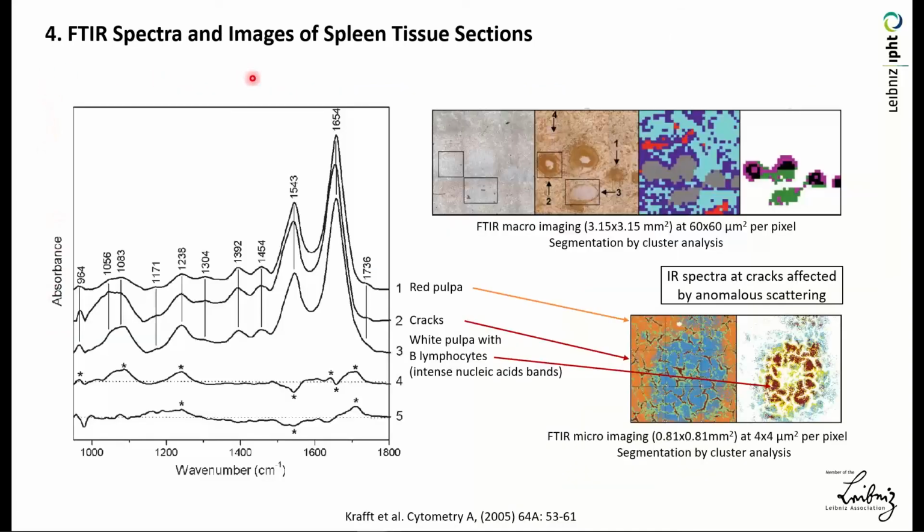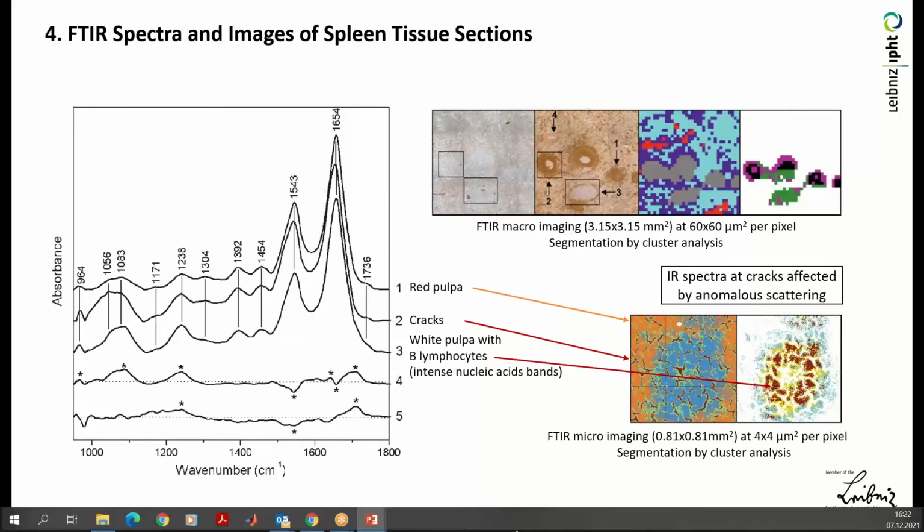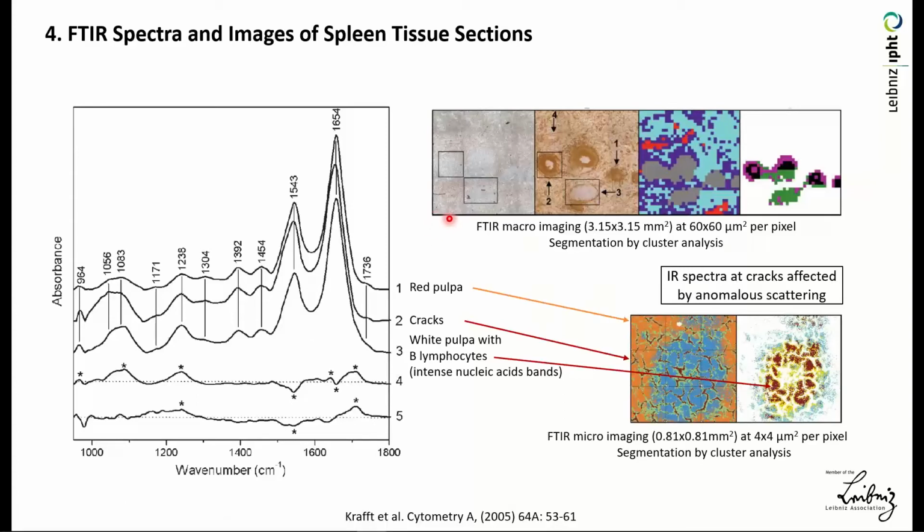Yeah, the last example is infrared imaging spectroscopy of spleen tissue sections. So this was one of my first studies using FTIR imaging, and of course we studied unstained tissue sections, and the contrast is very low.